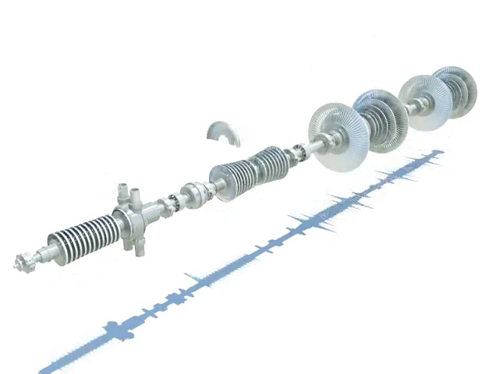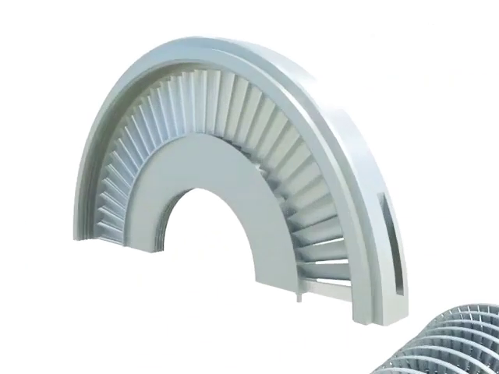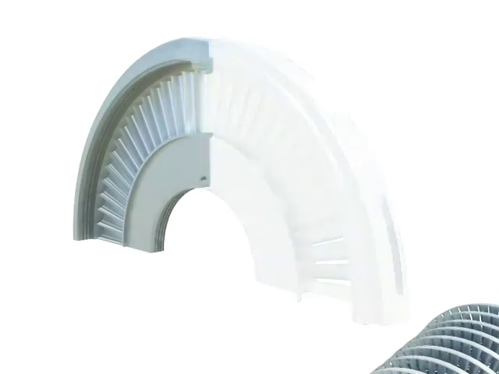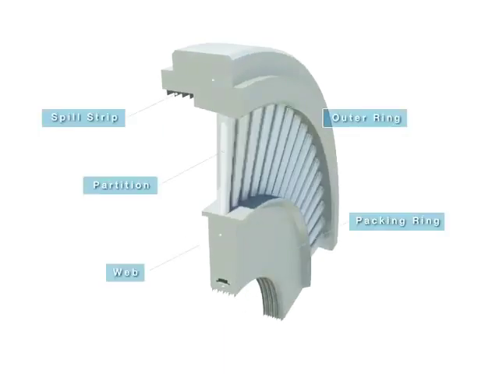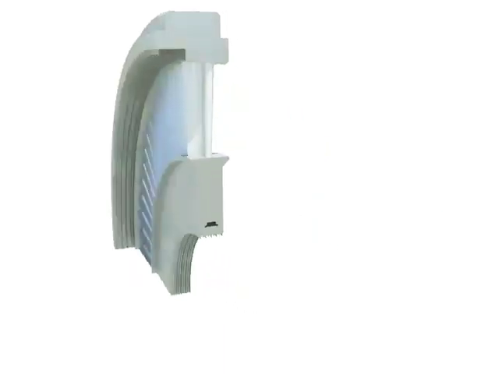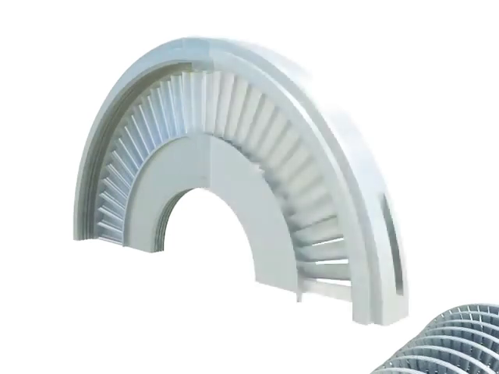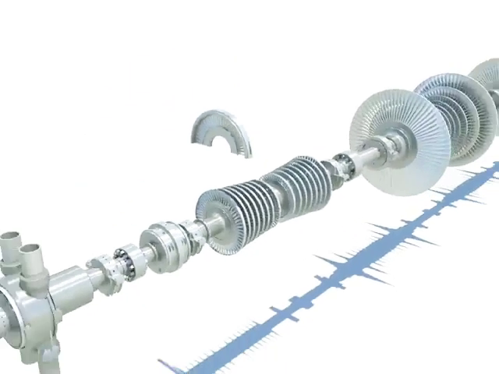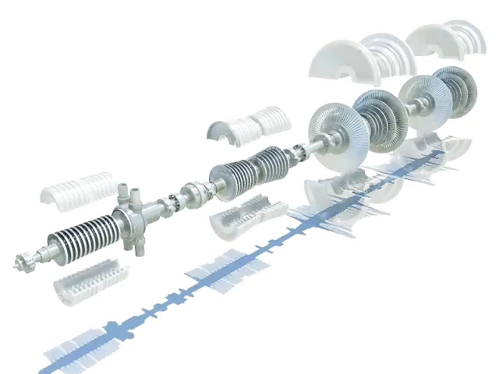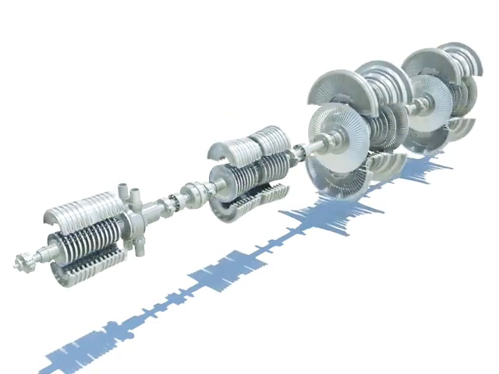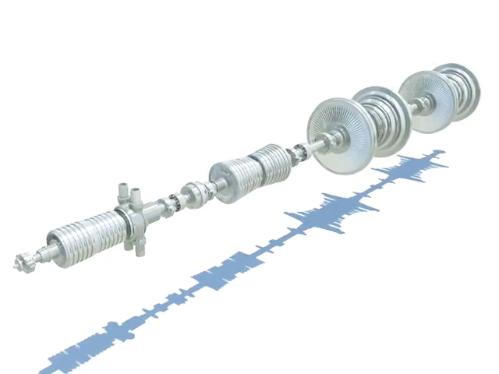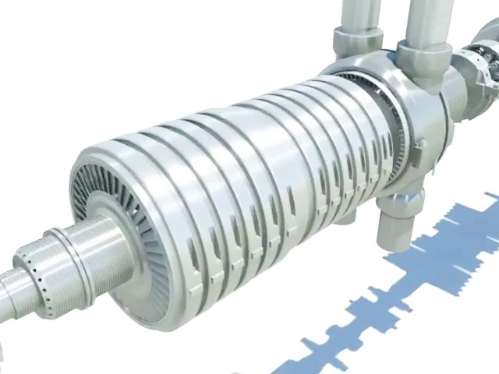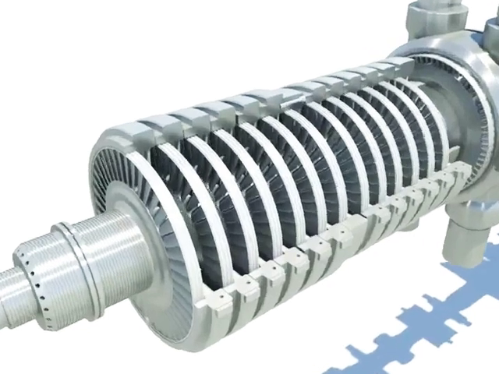The diaphragm changes thermal energy of steam into kinetic energy. The diaphragm consists of the partition, outer ring, web, spill strip, and packing ring. The partition holds the web up by welding to the outer ring and web. The outer ring bears the partition and makes space for the spill strip to locate. The web bears the partition and makes space for the dowel pin and packing ring to locate.